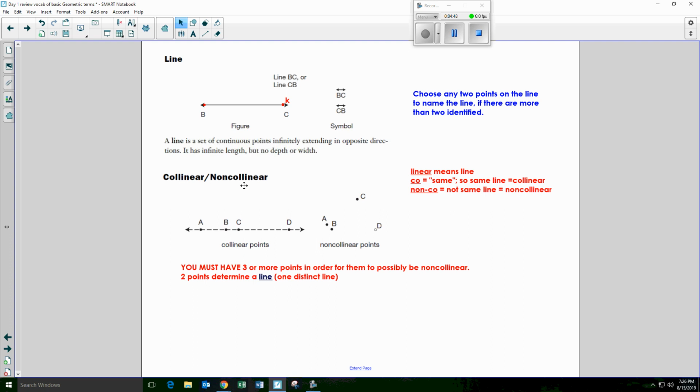Collinear and non-collinear, next 2 vocab words. Co means same. Linear means line. You can see the first 4 letters of the word linear is line. Should be easy. You should know that from Algebra 1.